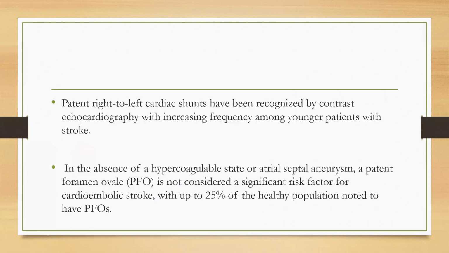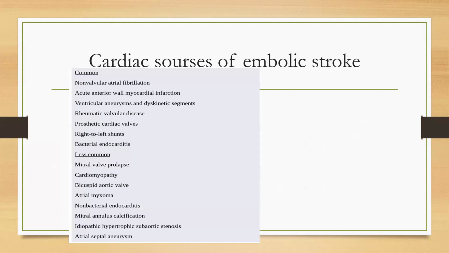So patent right to left cardiac shunts have been recognized by contrast echocardiography with increasing frequency among younger patients with stroke. In the absence of a hypercoagulable state or atrial septal aneurysm, patent foramen ovale is not considered a significant risk factor for cardioembolic stroke, with up to 25% of the healthy population noted to have patent foramen ovale. Now, these are the risk factors.